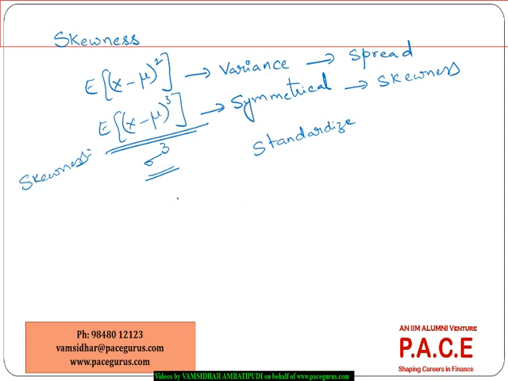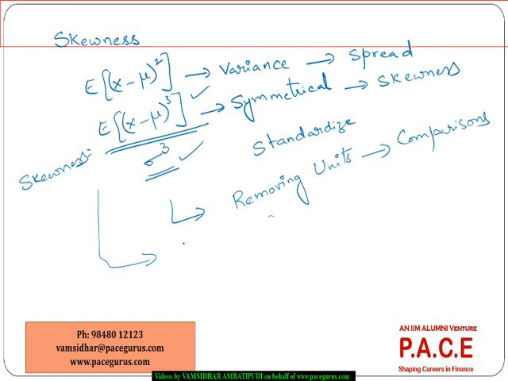And why do we do this kind of standardization? Because we are removing the units. This is a third degree quantity, this is also a third degree quantity, so the units are simply eliminated, which really helps in terms of comparison. Two random variables can quite comfortably be compared for their relative symmetry and relative skewness. And if I am multiplying the random variable by a constant, my skewness is still not going to change. So that's the reason we always look at skewness as a standardized kind of variable.